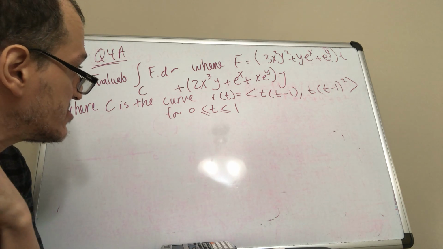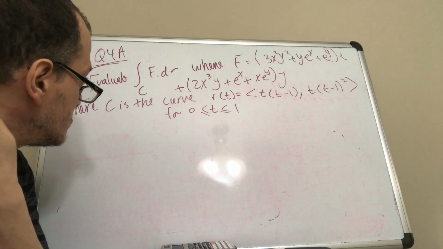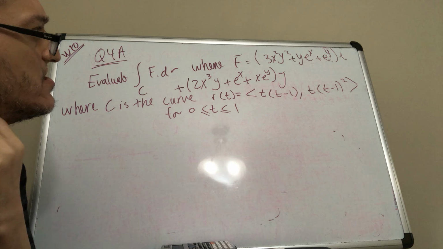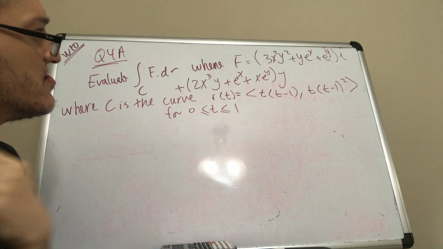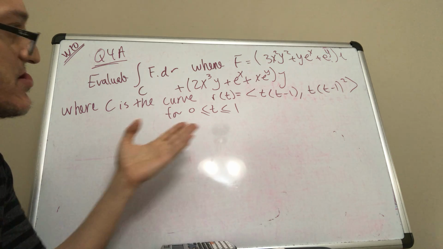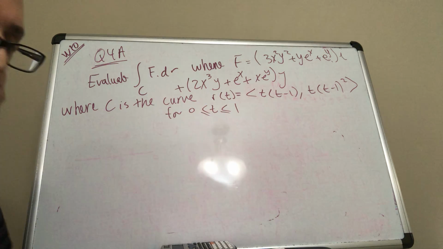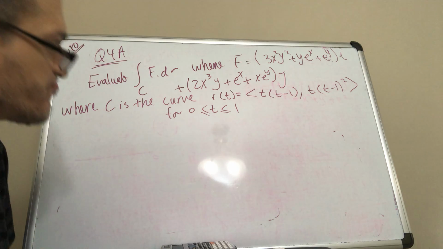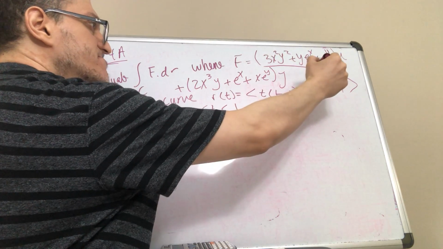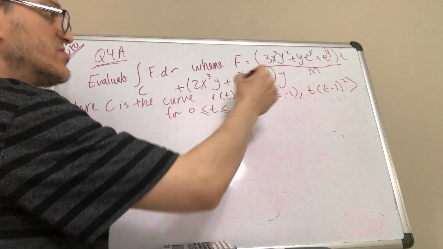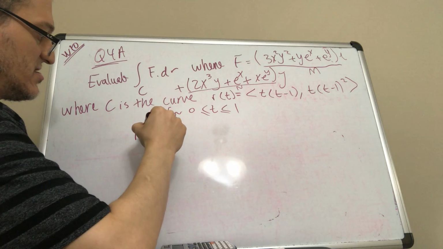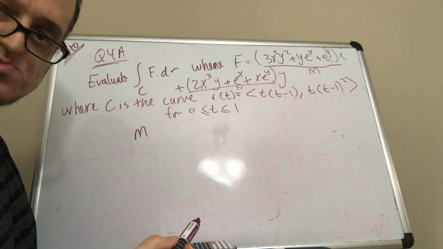This is another question. They give you the integral of this function with i and j, and they give you the curve, t from 0 to 1. The one with the i we call M, and the one with the j we call N. Let's see if it's conservative or not first.